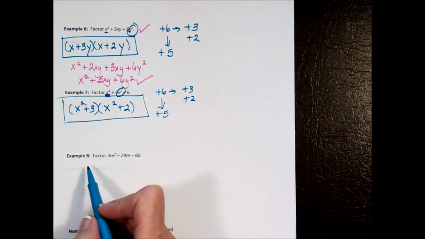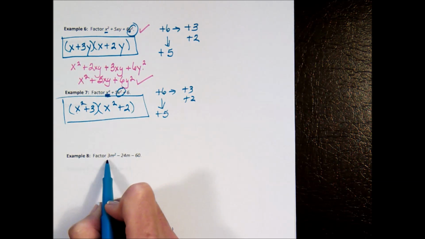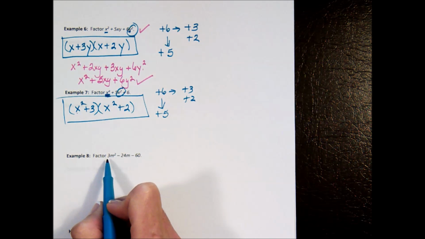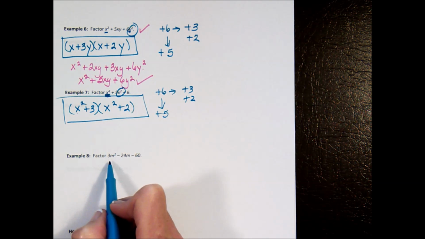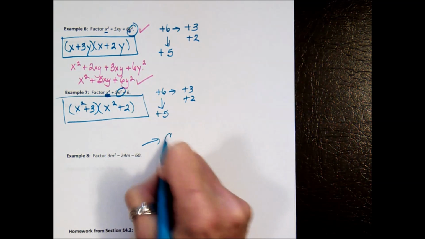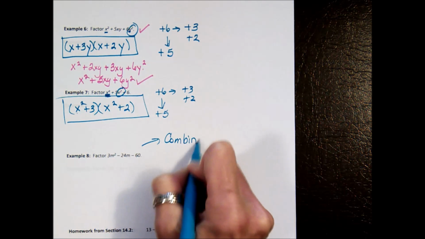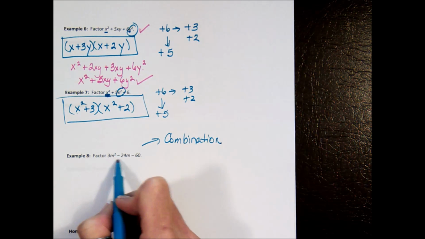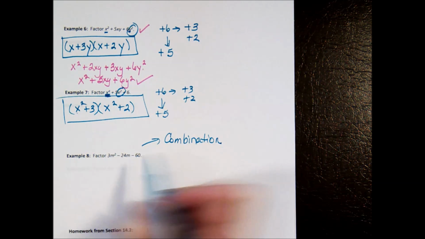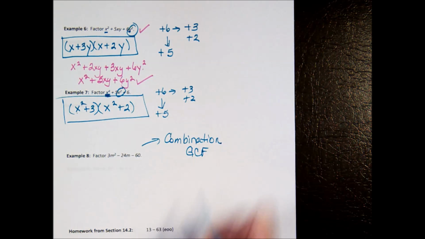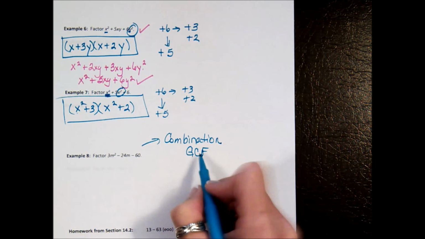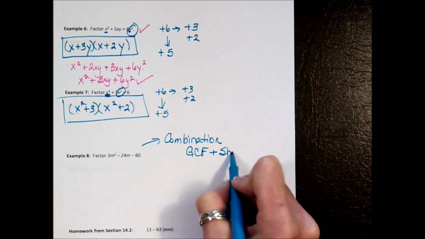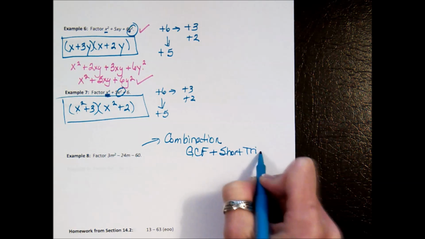This one also has a little idiosyncrasy, and that is that the coefficient of the m squared is not a 1, and I said that it had to be in order to use the short process. Well, this one is a combination factoring. If you will look at the three terms, 3m squared minus 24m minus 60, there is a GCF, something that we can pull out of all three. So this is a GCF plus a short trinomial factoring, and I'll show you how.